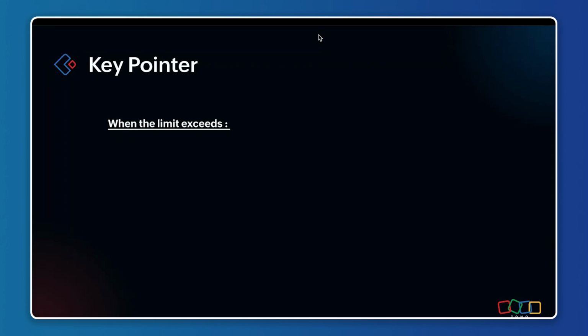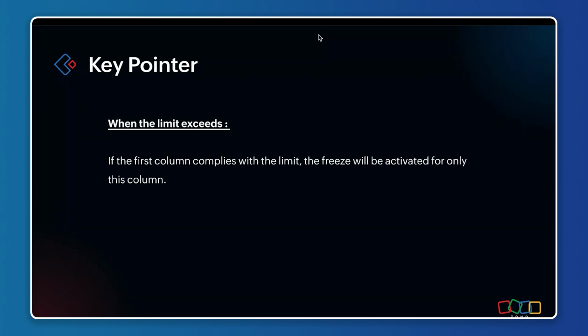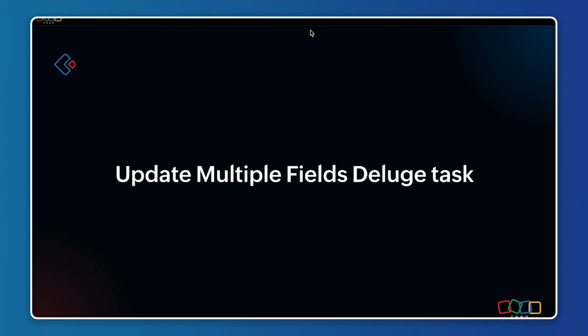So what if the limit exceeds? If the limit exceeds, and if the first column complies with the limit, then the freeze will be activated just for one column. And if the first column also exceeds the limit, the subform freeze will not be activated at all, which we saw now, right?